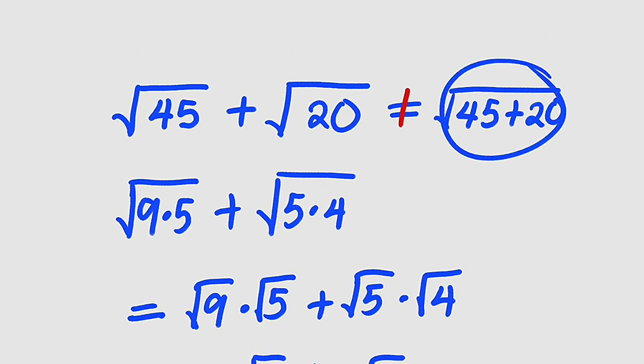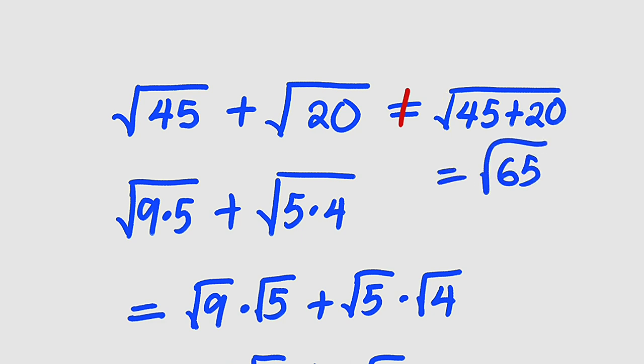But do not write it as this. Later you will simplify it to what? Root 65. This is very wrong. Do not do that.